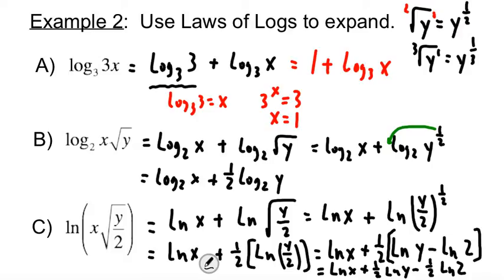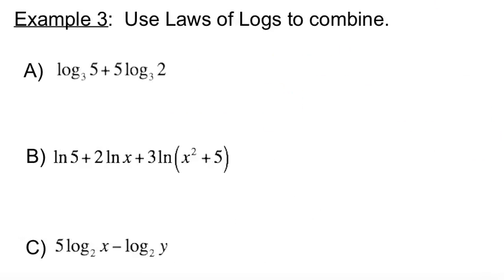Natural log of x plus 1/2 times the natural log of y minus 1/2 times the natural log of 2. See, up here, we could have written this as the natural log of y to the 1/2 divided by 2 to the 1/2. So you can see that when you pull it apart, each one of those is going to have a 1/2 out in front of it because everything in there is to the 1/2. So that is using the laws of logs to expand.